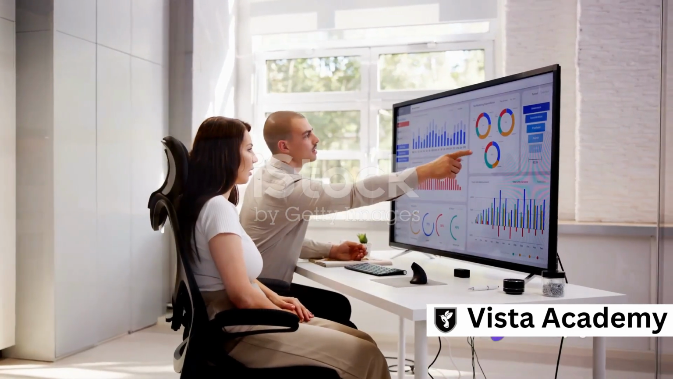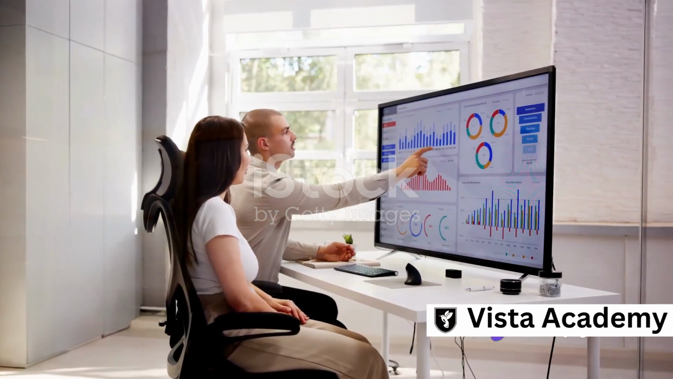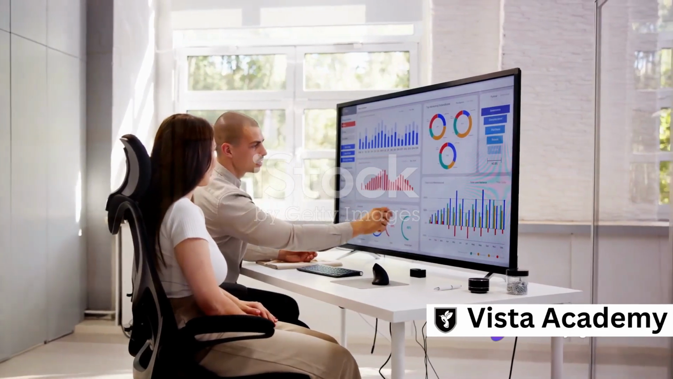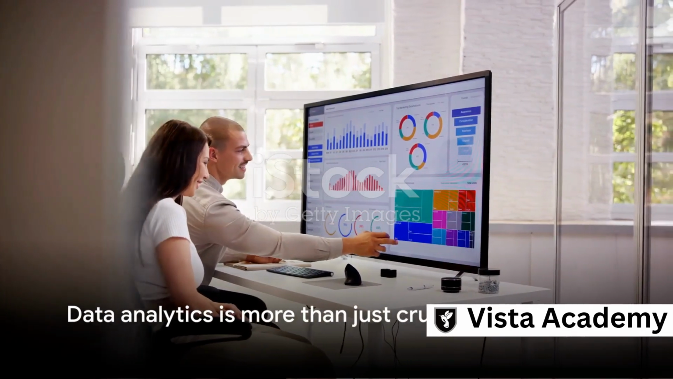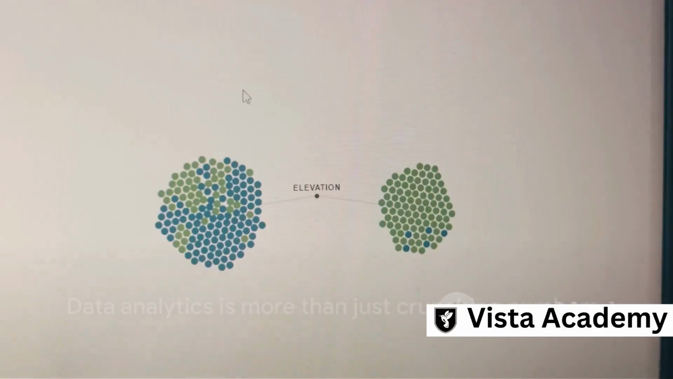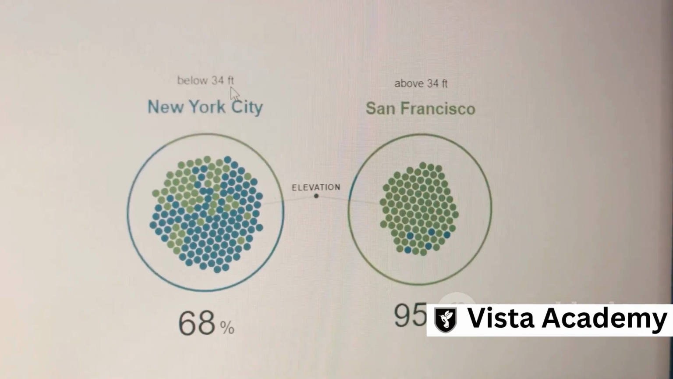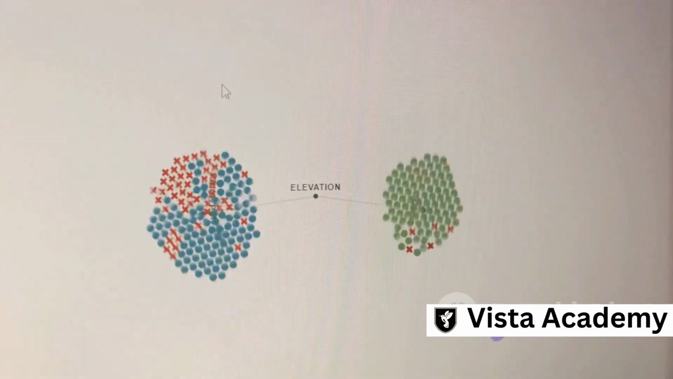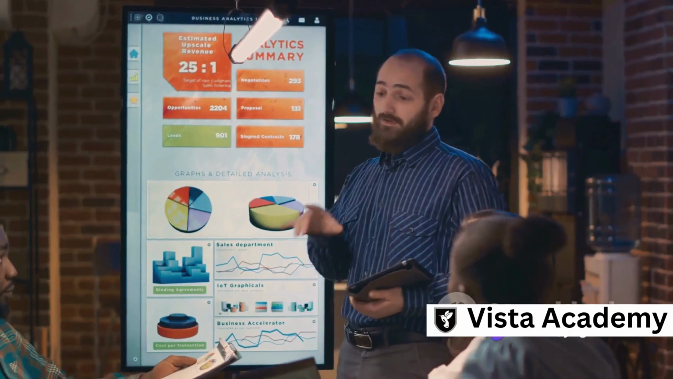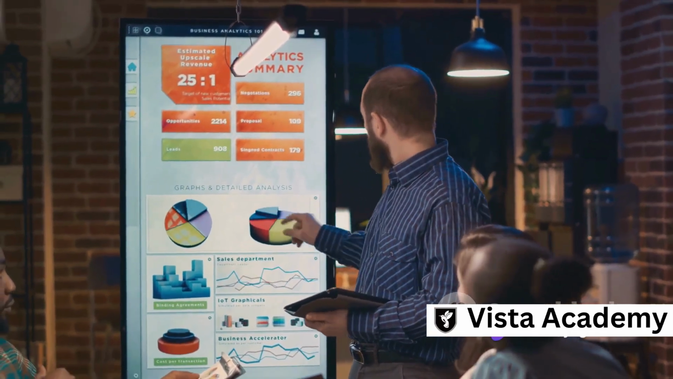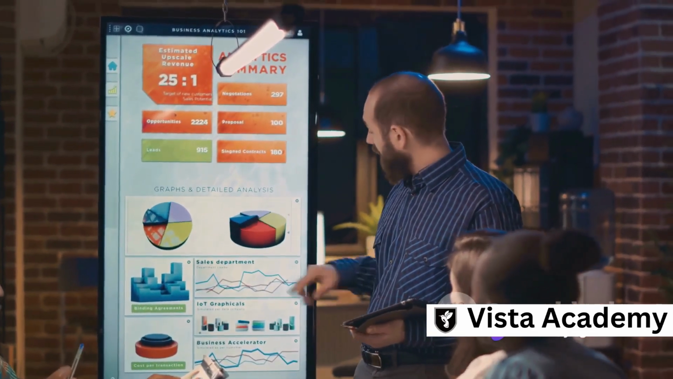Each step is crucial in its own right, forming a chain that culminates in meaningful and actionable insights. Remember, data analytics is more than just crunching numbers. It's a systematic process that can answer questions, solve problems, and drive decisions. It's a tool that, when used correctly, can bring about significant change and progress.